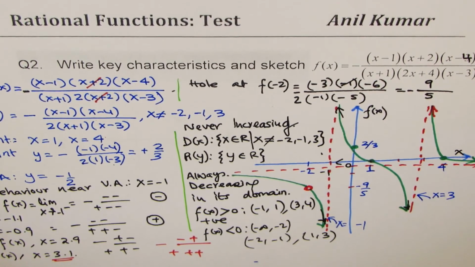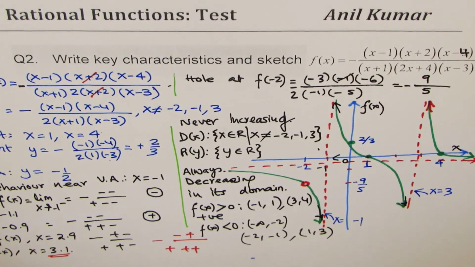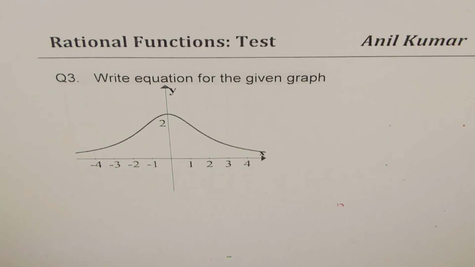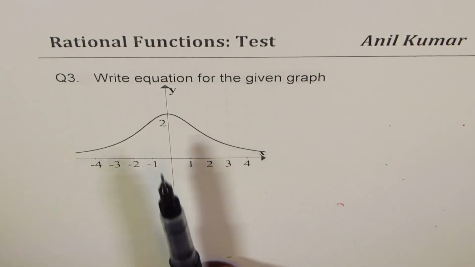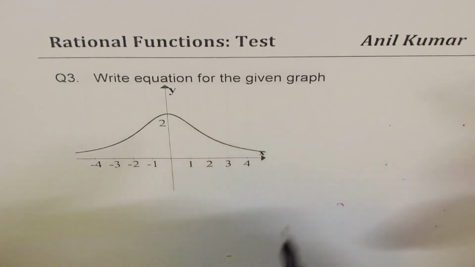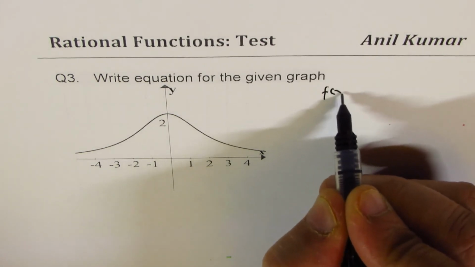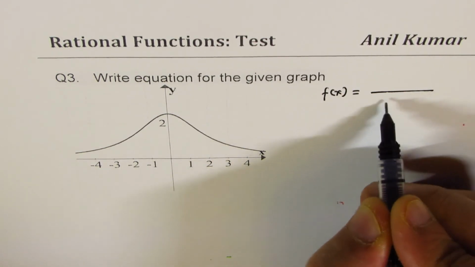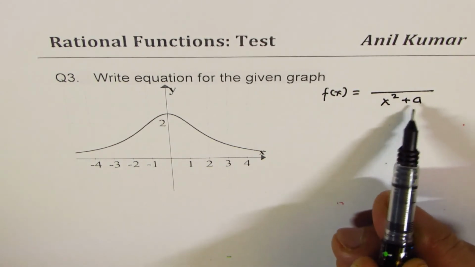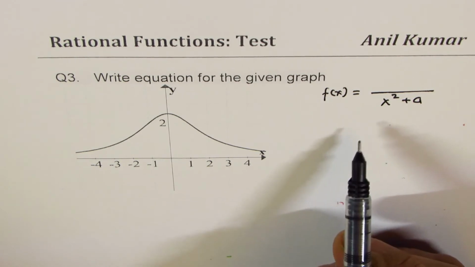I hope that makes sense. Right? Let's move on and do question number 3. We need to write the equation for the given graph. Now this graph is of a rational function. There are no vertical asymptotes. So that reminds you that you could write a function f of x as equal to something over x squared plus a. Now that will give you always a non-zero number in the denominator, correct?